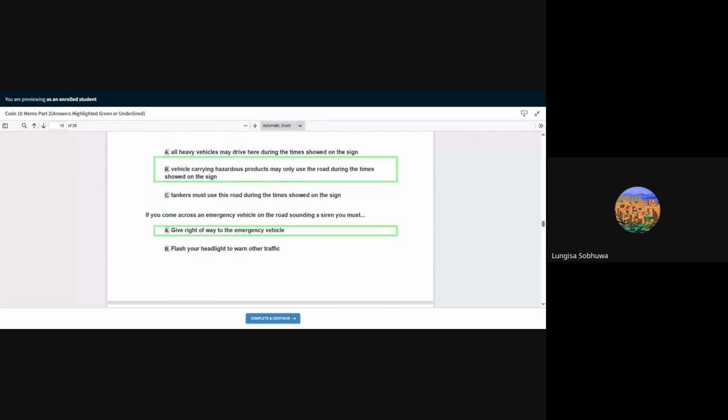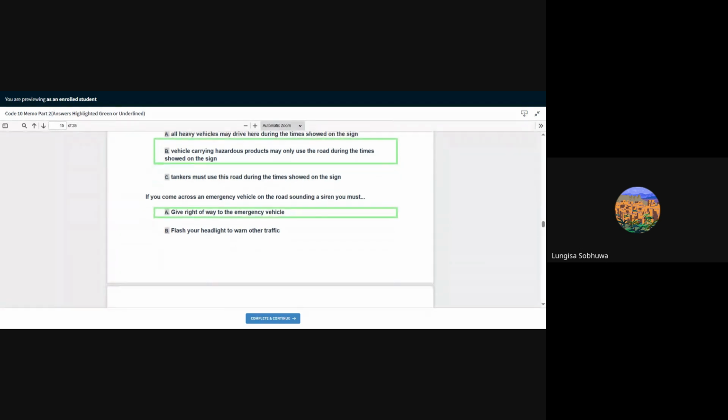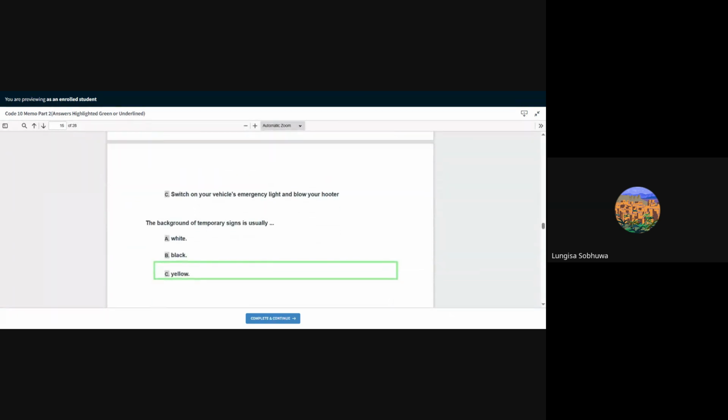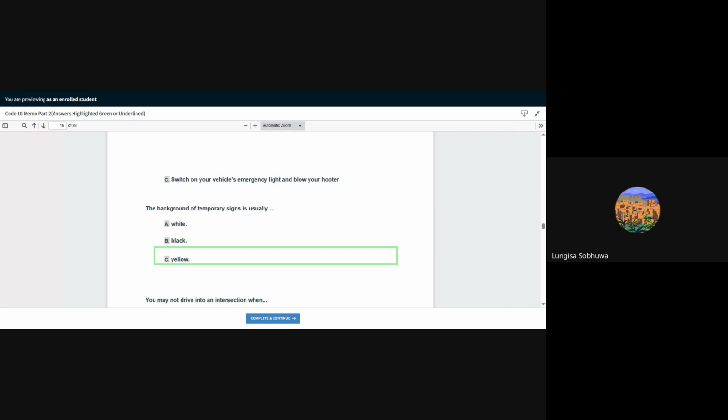And we keep moving. If you come across an emergency vehicle on a road sounding a siren, the correct thing to do is you must give right of way to the emergency vehicle. And the color background of a temporary sign is C, yellow.